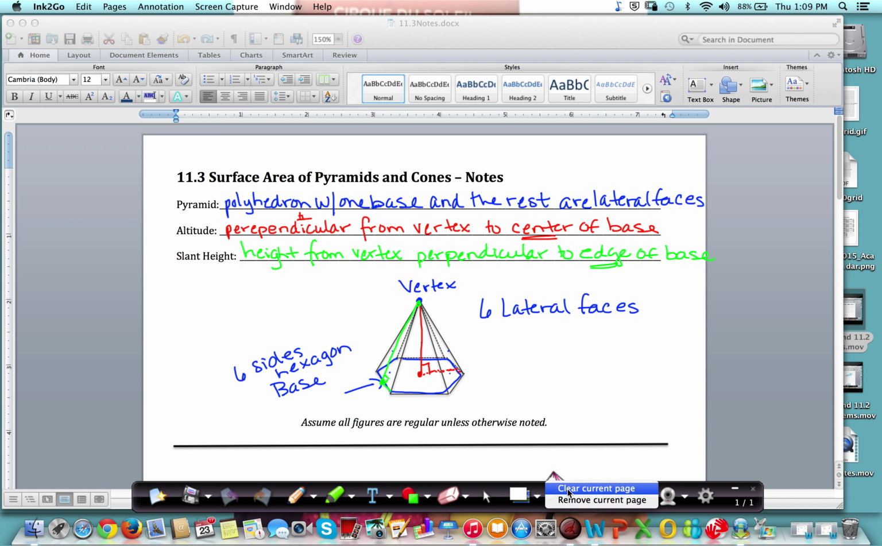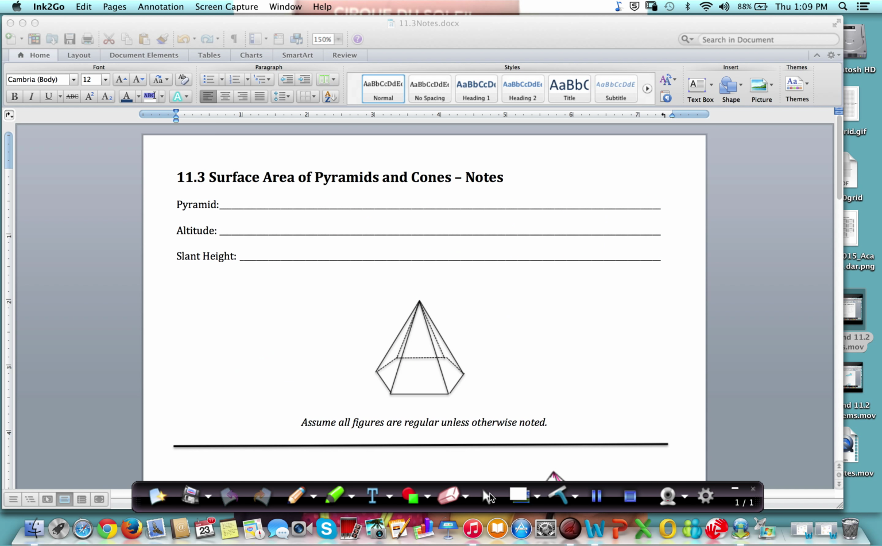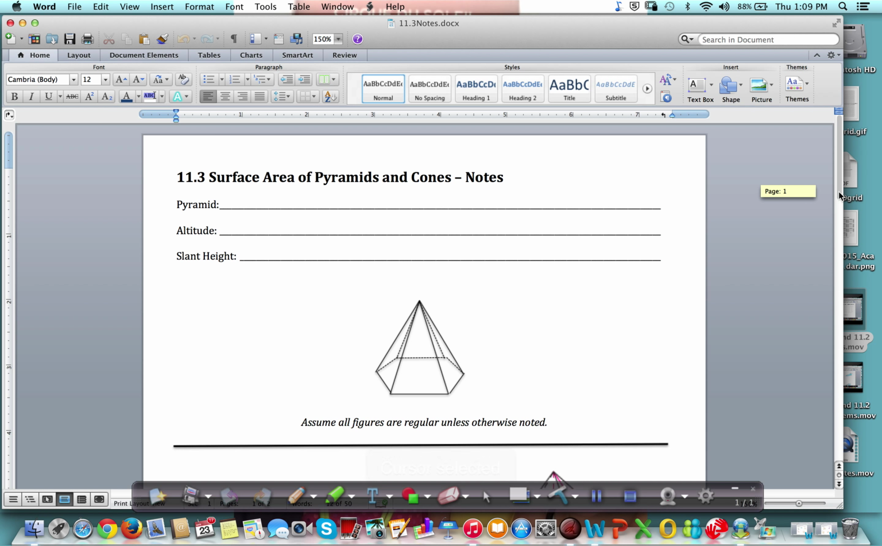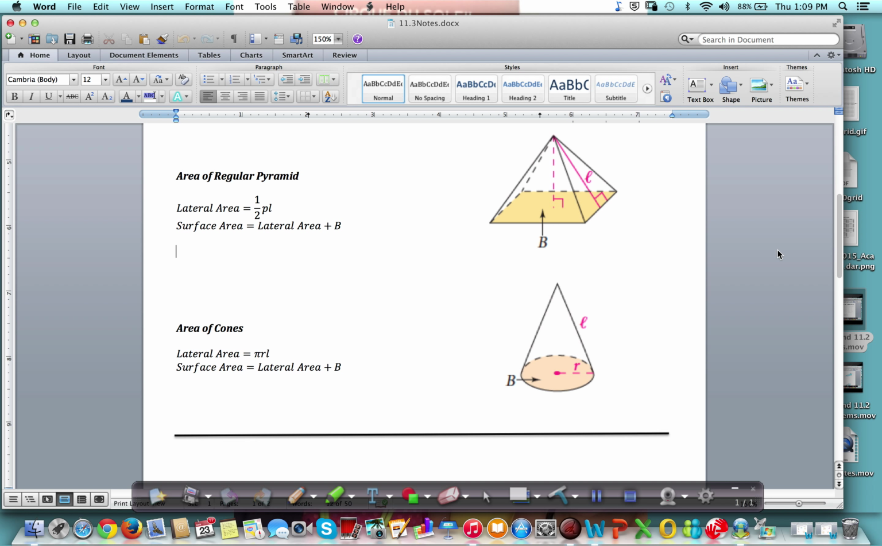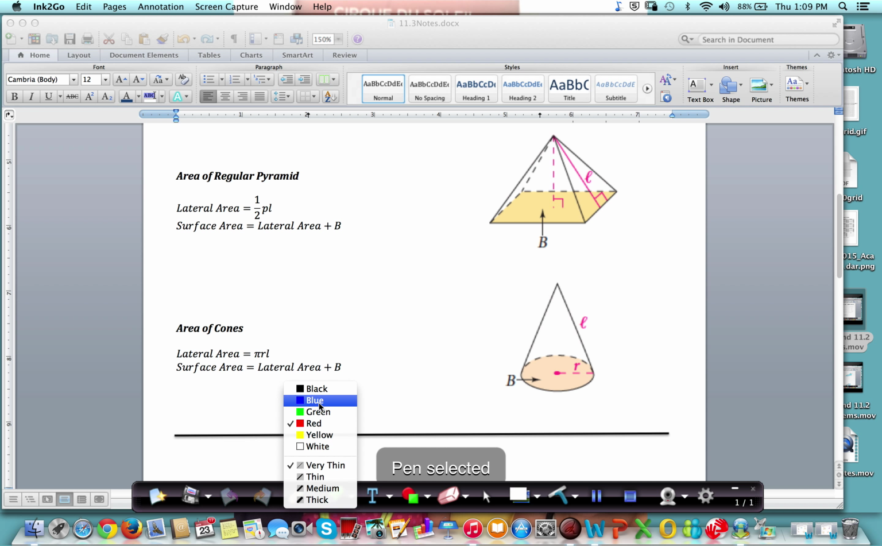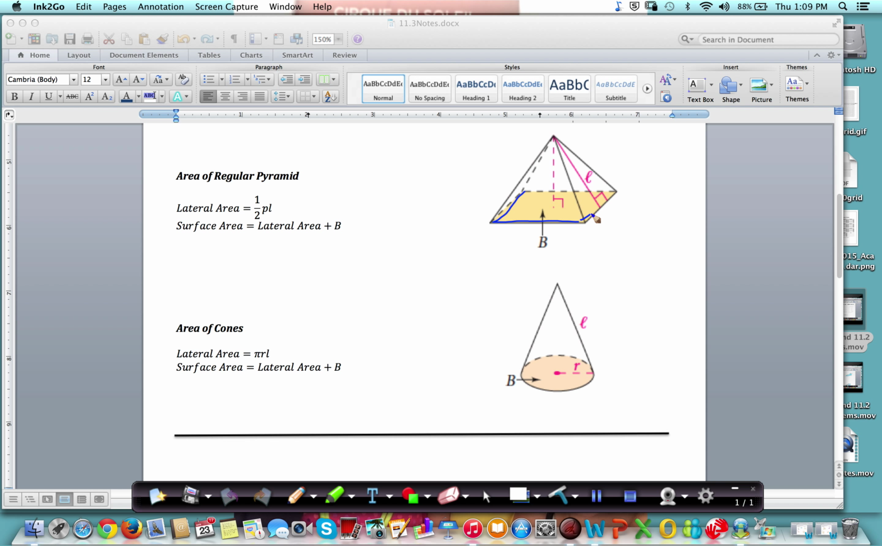So we are going to clear the page, and we are going to scroll up, and we're going to actually look at these two formulas. Again, I want to just point out some things to you in the pictures, and then we'll move on to the next page. So again, perimeter is around the outside edge. This is how we find the perimeter. So it's the outside edge of the base. That's the perimeter. And then don't forget that L stands for slant height.